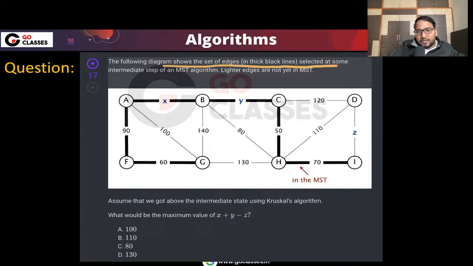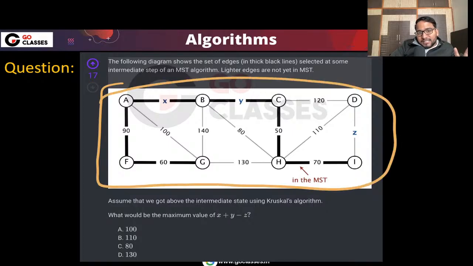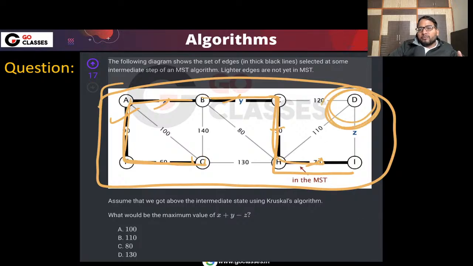What they are saying in the following diagram is: show that the set of edges in the thick black lines selected are some intermediate step of the MST algorithm. So whatever we have been given, these thick edges are part of the MST. But they are saying this is not all the MST edges, just some of them. Basically, I think they have missed one of the MST edges, almost all they have given, just one to connect this D. They have not given who is connecting D.